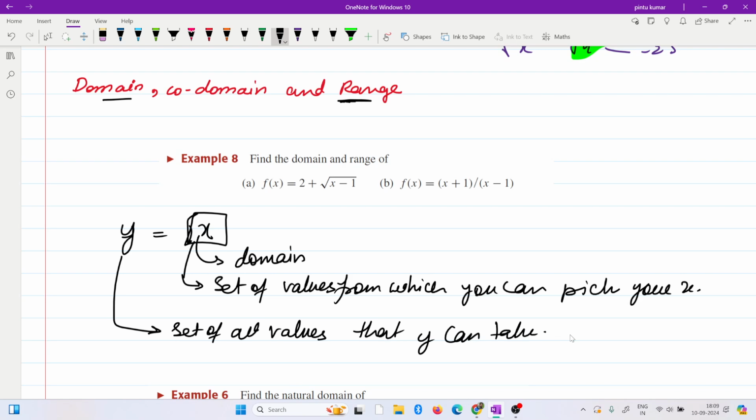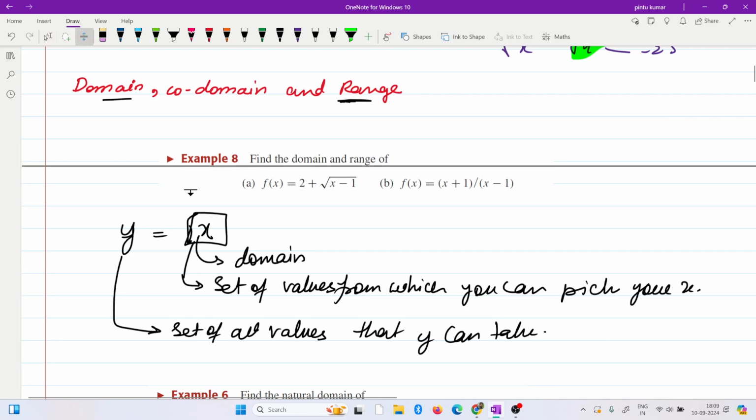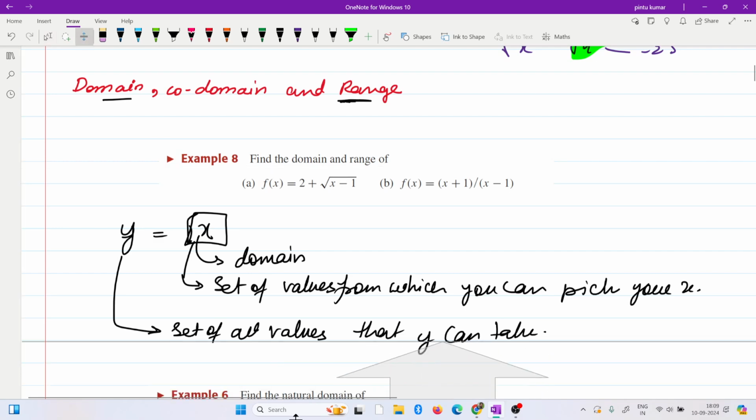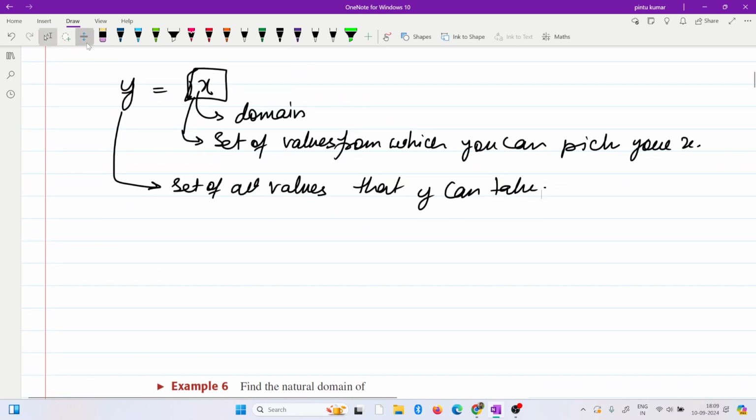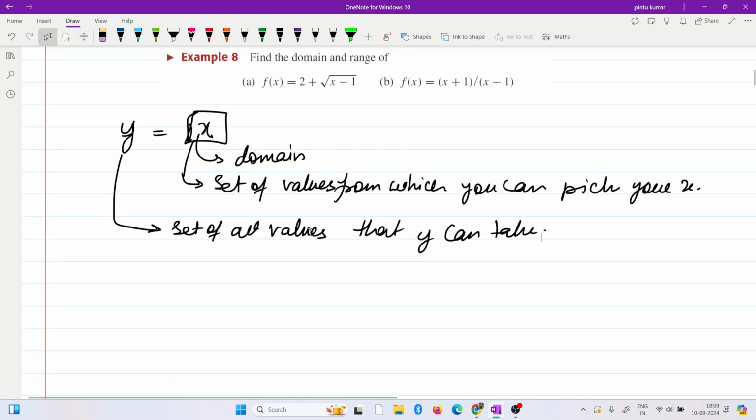Let's look at these two examples. We have to find the domain and the range of these functions. This might be pretty elementary, but let's begin slow. We will definitely cover more advanced topics towards the end of this tutorial. The first question is 2 plus the square root of x minus 1, and we have to find its domain and range.